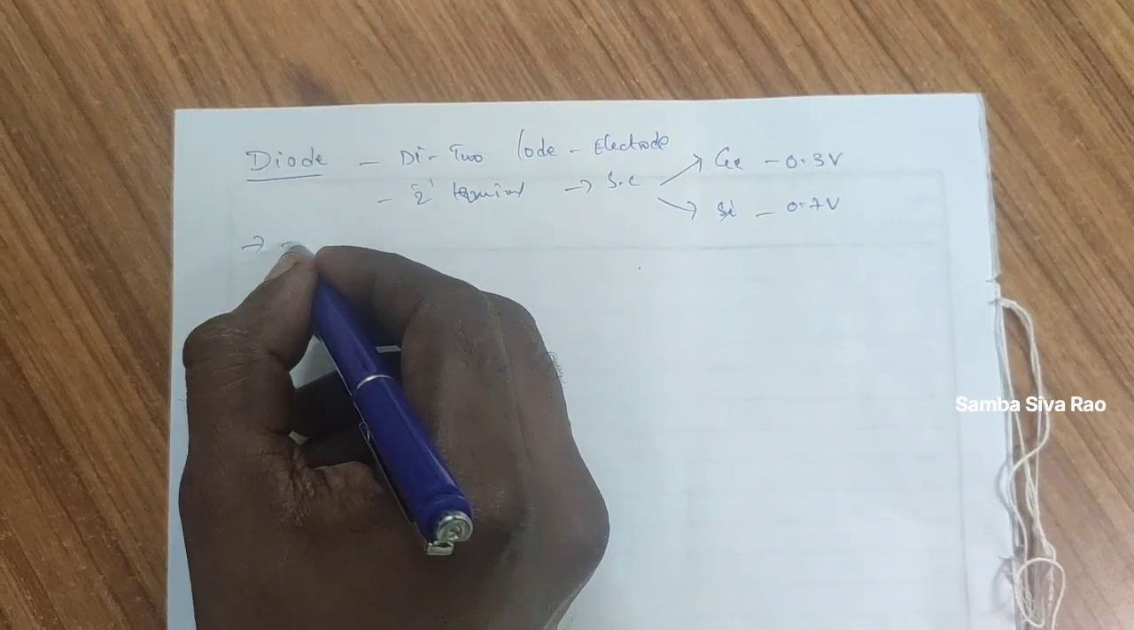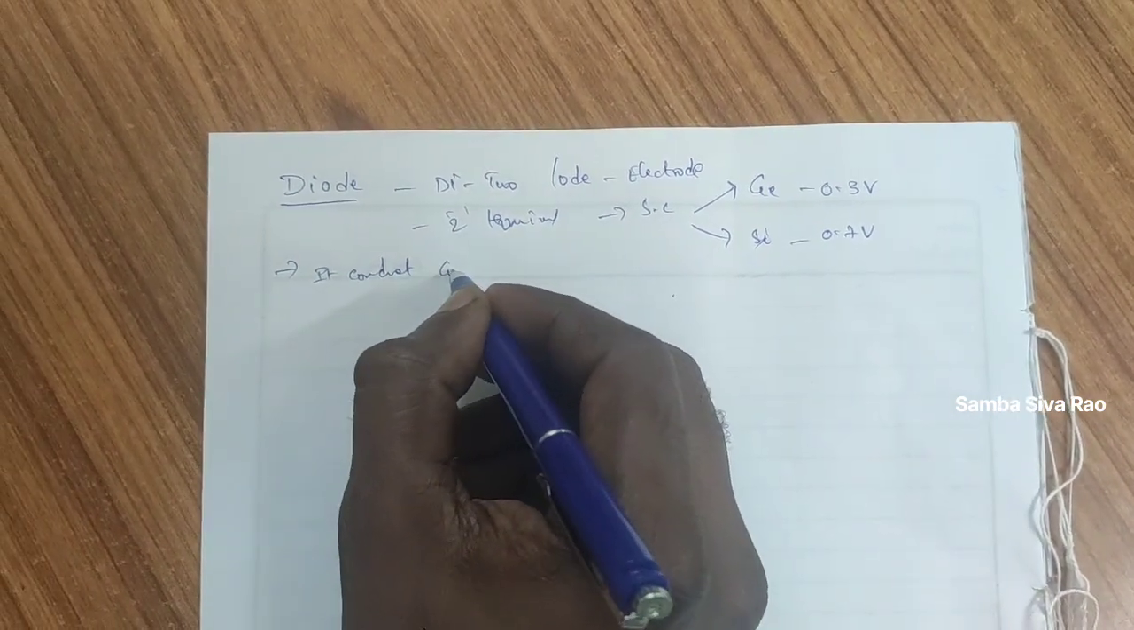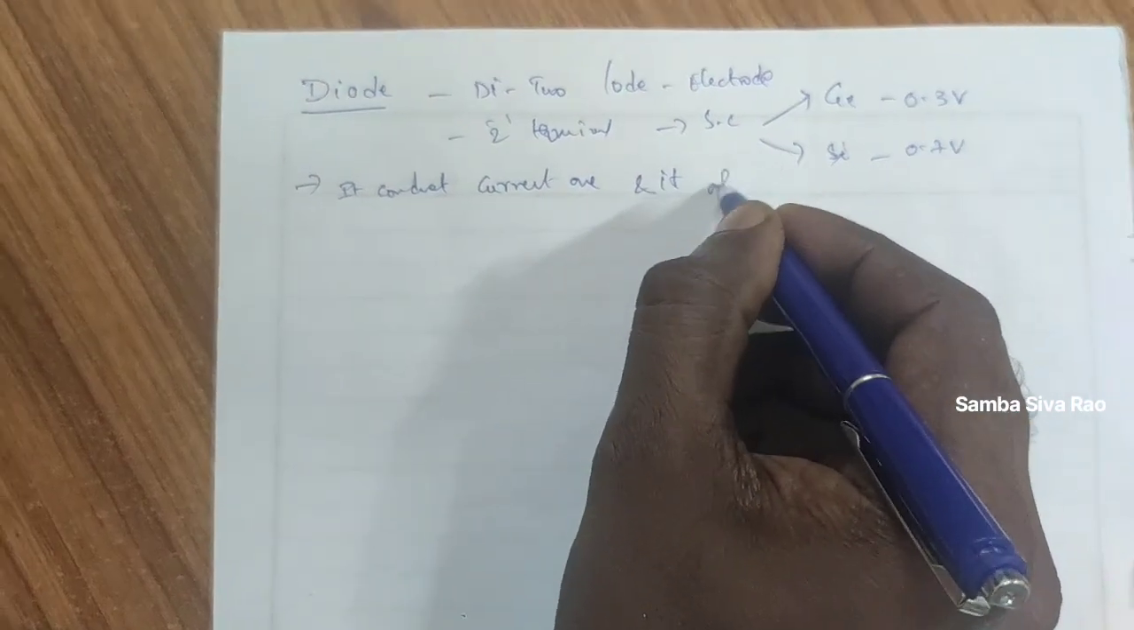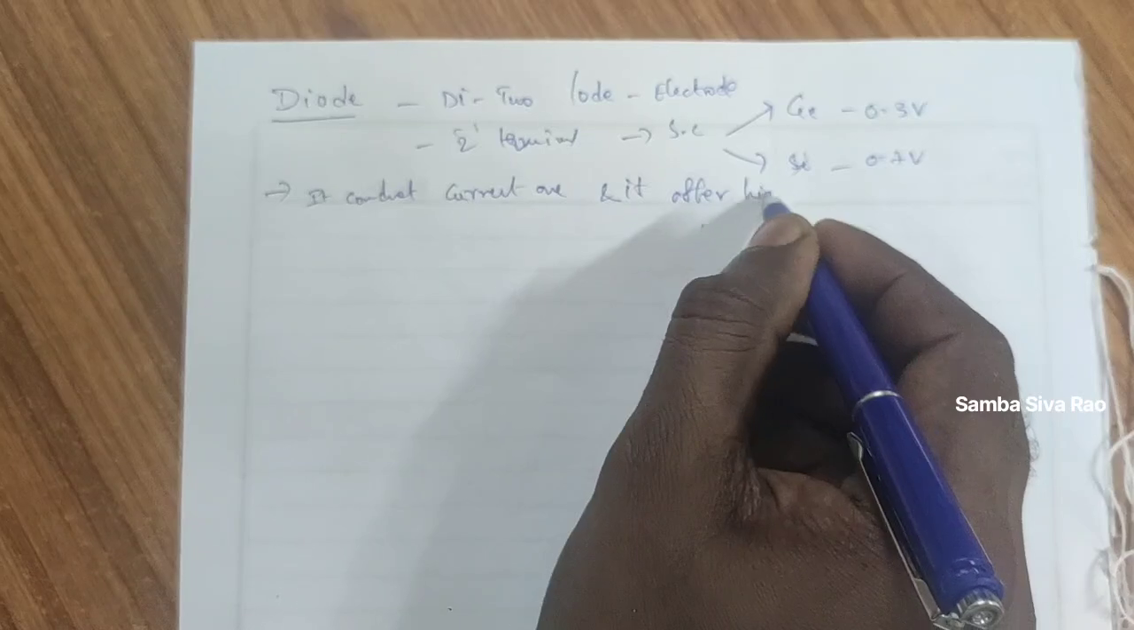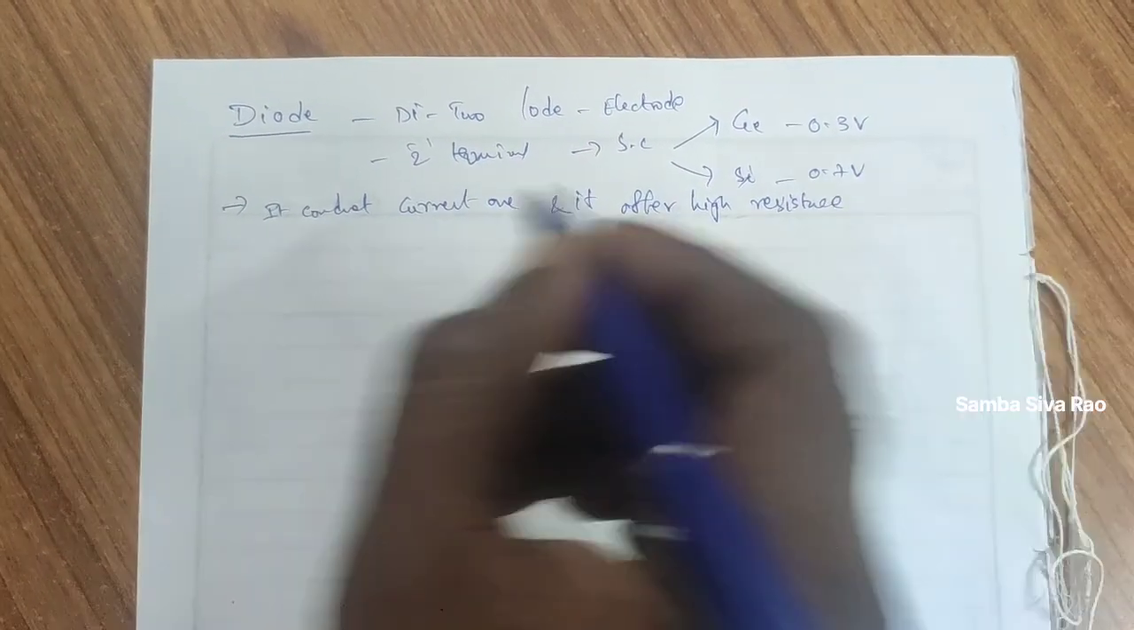A diode is used to conduct current in one direction, and it offers a high resistance in the other direction. This is the basic principle of a diode. Next, we go on to the PN junction diode.